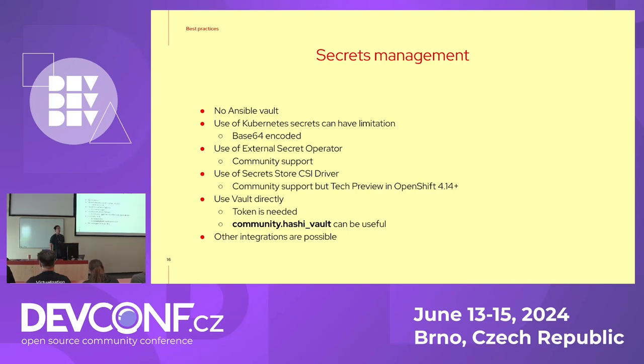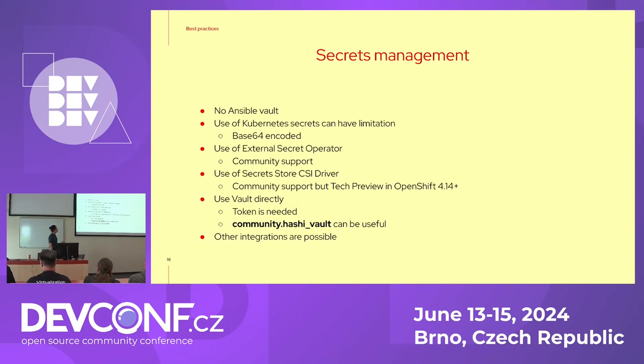So base64 encoding, this is not secure. If you want to use GitOps, that's not a good approach. There are different ways to overcome this issue. You have the External Secrets Operator with community support. You have others that are coming to OpenShift. Currently, it's tech preview, so you should not do it in production.